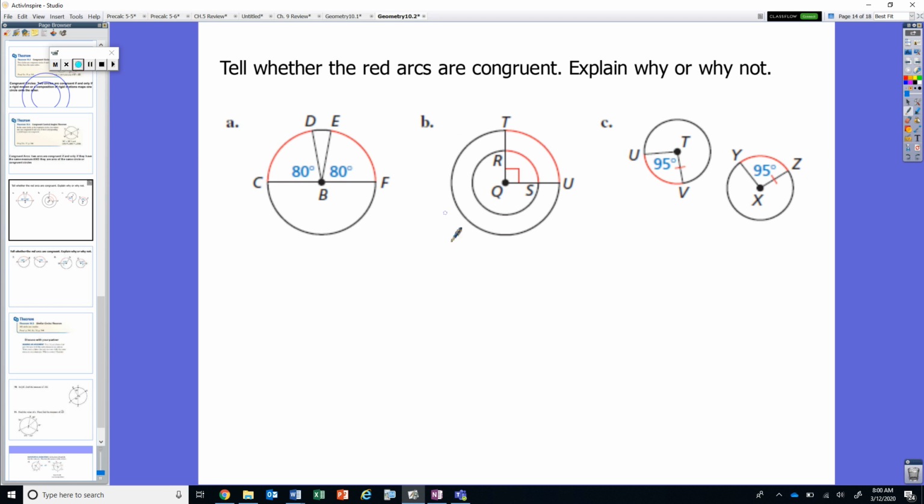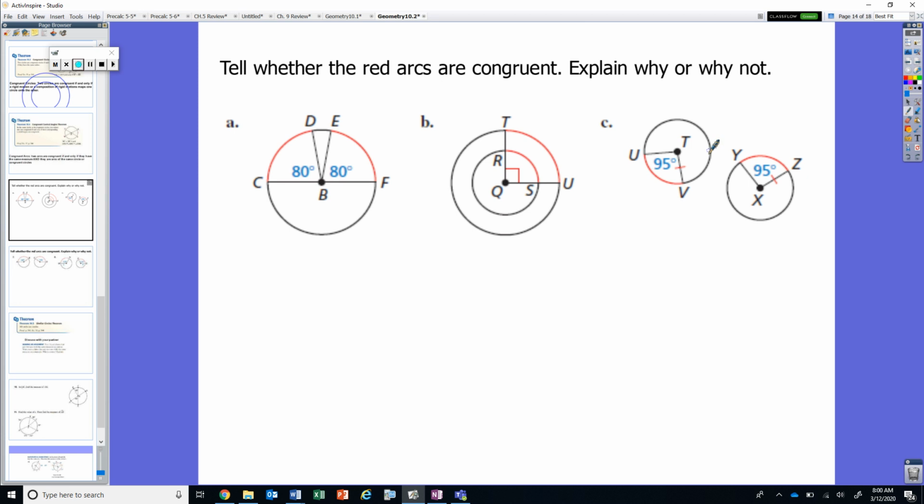So let's conclude here for part B. What we can say, and if you want to write this down, this might be beneficial, is that even though they have the same arc degree or arc measure, they do not have the same arc lengths because they are a part of non-congruent circles. So let's go ahead and take a look at part C.